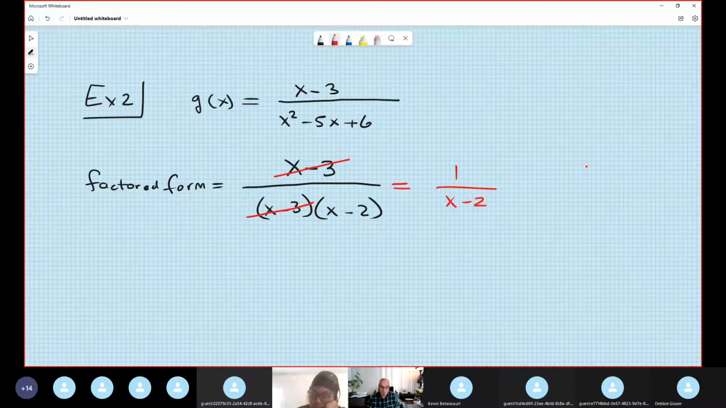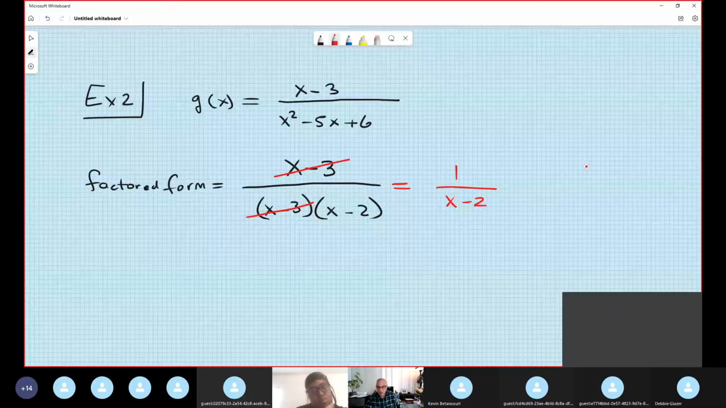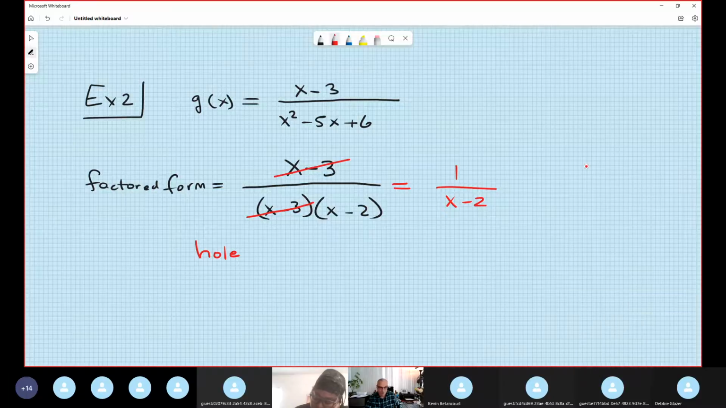Okay, so as always happens, the factor that is cancelled out is considered a hole. Excellent, Villamizar. The factor that is cancelled out is considered a hole. So we have a hole at x equal 3, and we have a vertical asymptote at x equal 2.